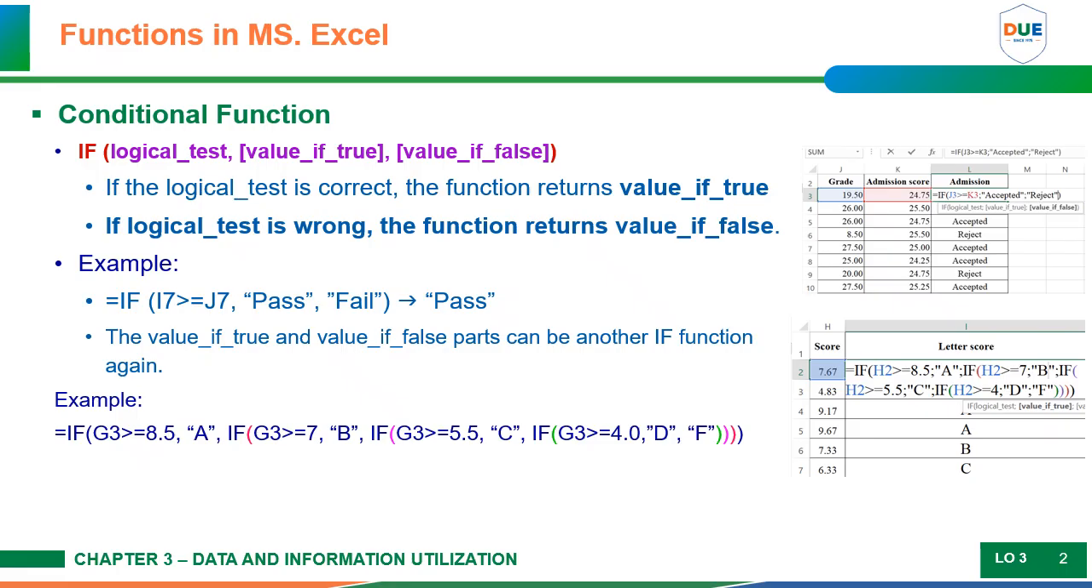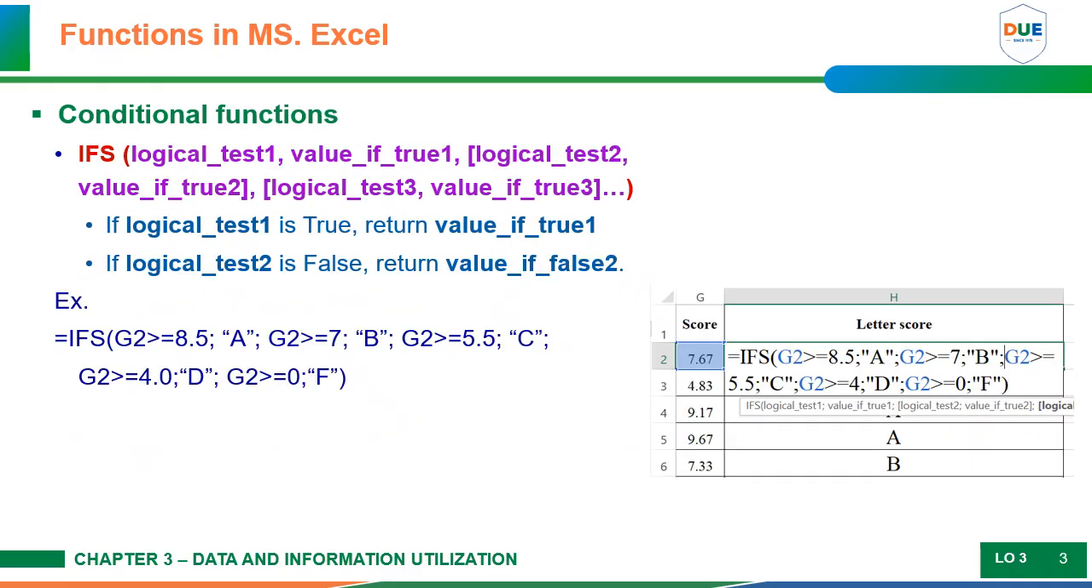The IF function checks a condition, the logical test. If the condition is true, it returns value if true. If false, it returns value if false. Example: IF(I7>=J7, "Pass", "Fail"). This means if the value in cell I7 is greater than or equal to the value in cell J7, it returns Pass, otherwise it shows Fail. Note: IF functions can be nested to classify multiple levels.